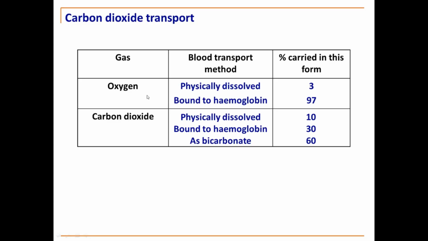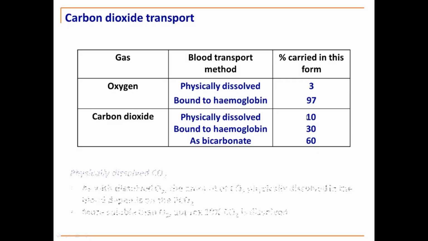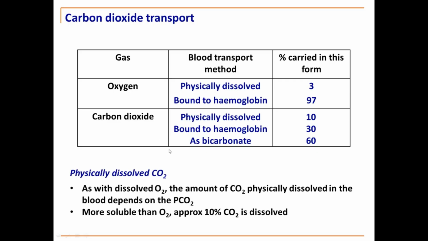So if we're looking at this little table, this is the oxygen that we talked about before, remembering roughly 3% is dissolved, 97% is bound to hemoglobin. And with carbon dioxide, it's a little bit more soluble in fluid, in water. So about 10% of it is physically dissolved. Don't really need to talk about that very much more, other than to say, as with dissolved oxygen, the amount of CO2 dissolved in the blood depends on the partial pressure of CO2. And as I said, it's more soluble than oxygen because about 10% of it is dissolved.